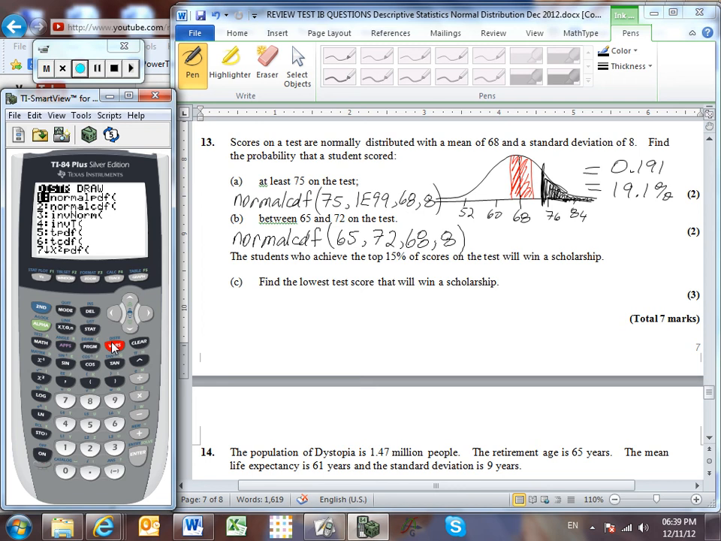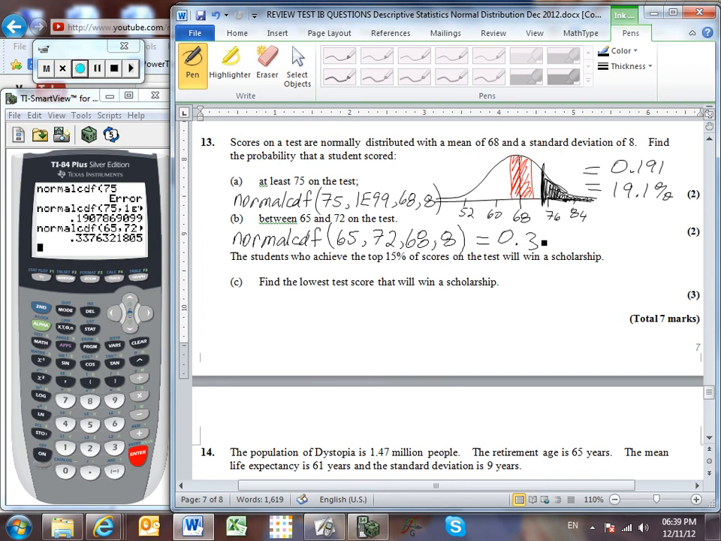So, here we go. Normal CDF from 65 to 72 with a mean of 68 and a standard deviation of 8. Tells me that the probability is 0.338 if I round to 3 significant figures. And of course we can express that as a percent, 33.8%.